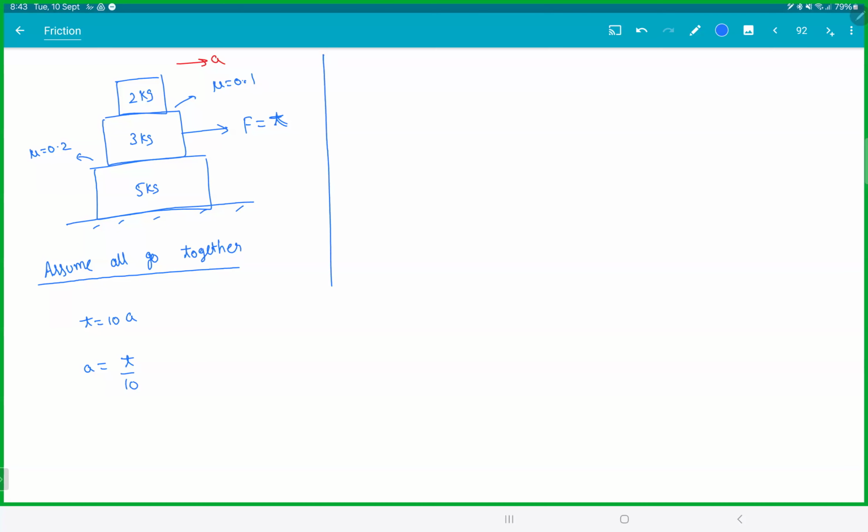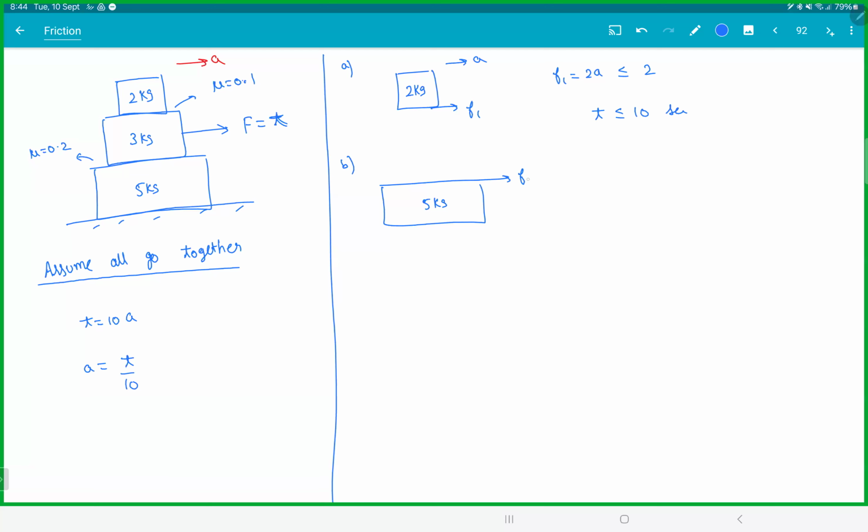Second part, now we don't know who is slipping. So let's draw the 2 kg FBD. This is F1, this is acceleration. F1 is 2a, which is less than or equal to 0.1 into 22. So t is less than 10 seconds. Yep, we got the same thing. This was the first part.